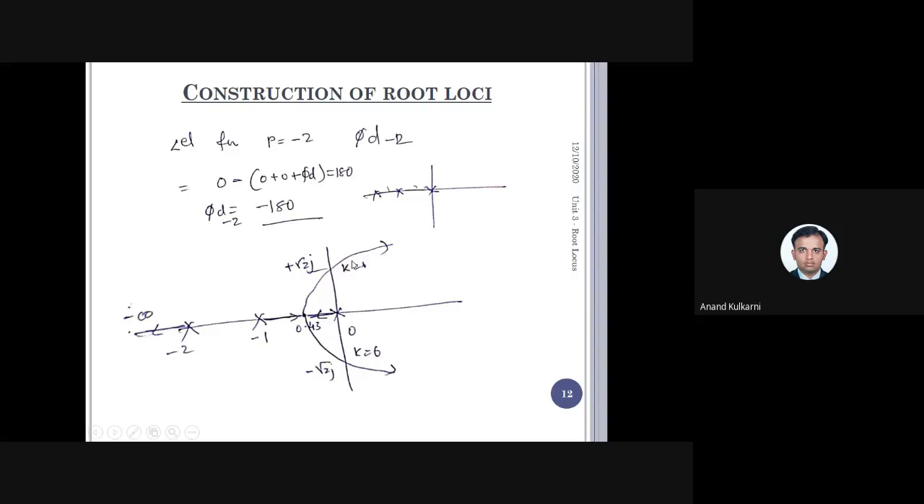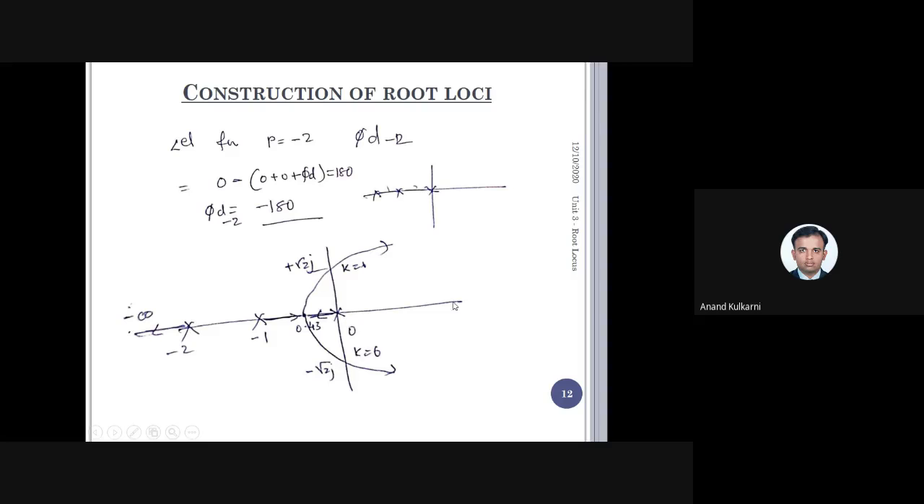Afterwards, this root locus will go to infinity. This way infinity, it will go to this way infinity because there are no zeros. The zeros are always at infinity. So from this curve, what you can predict, you can see.